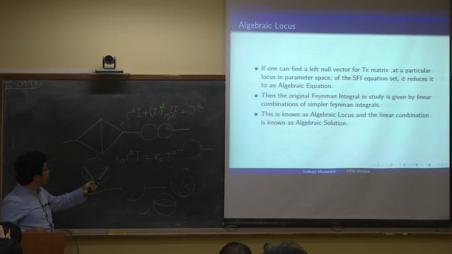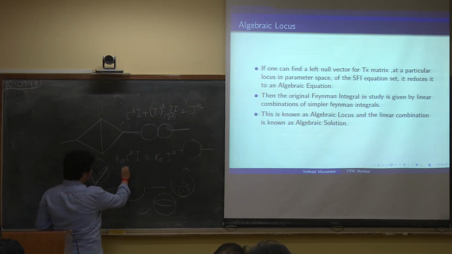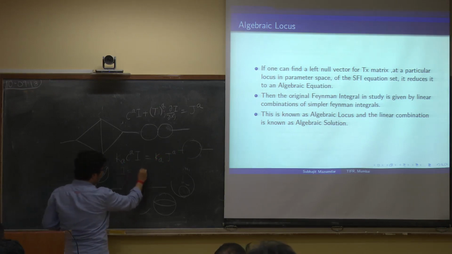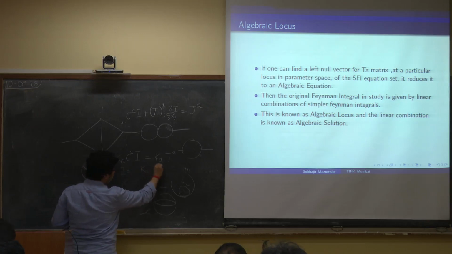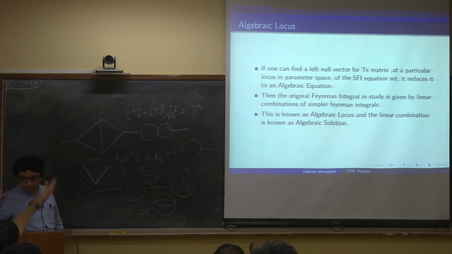If you find the left null vector, I will tell you how to systematically find it. So you will have a very simple, this is no more a partial differential equation, this is just an algebraic equation. It annihilates the derivative. Okay, fine. So now you find that the solution is just a linear combination of simpler diagrams.